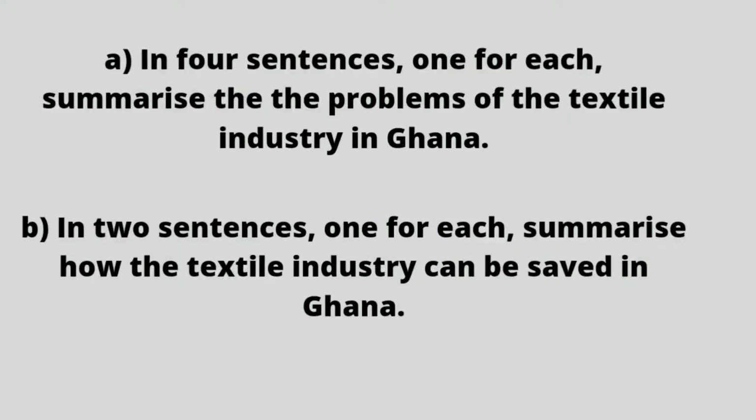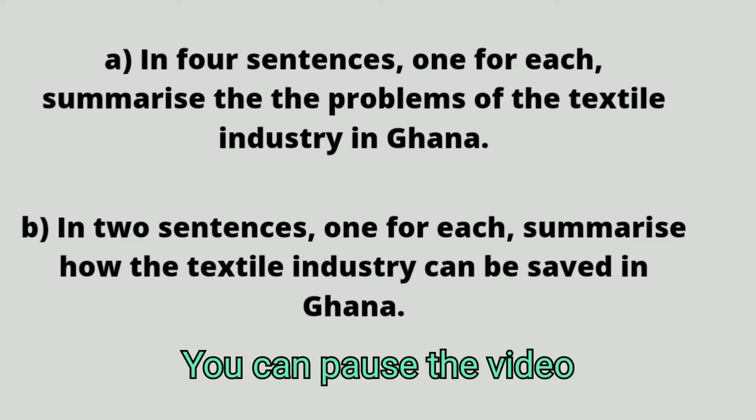Also, let's consider this question. Alright, so when you come across such questions, what should you do? Before you can do anything, you have to understand what the question demands, and that is why I have made this video for you. So I'm going to explain to you what we mean by, in one sentence, summarize what the writer says in paragraph 1, or in 4 sentences, 1 for each, summarize the causes of joblessness in Africa.